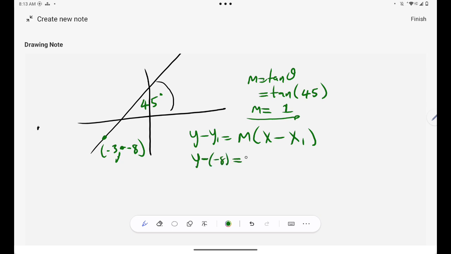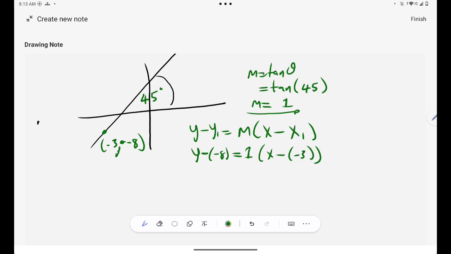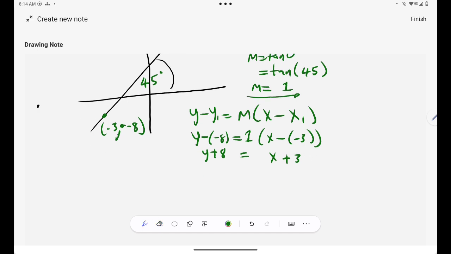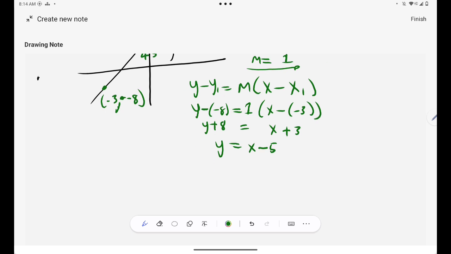I have negative 8. M is 1. X is negative 3, right? So I know that I have y plus 8 here, and then I have 1 times x plus 3. Actually, I don't have to write the 1. Anything multiplied by 1 is that thing. So I simply have x plus 3. So I'll have x minus 5, because when I take 8 to the other side, it will be negative. Then I'll have 3 minus 8, which is negative 5. This is my equation.